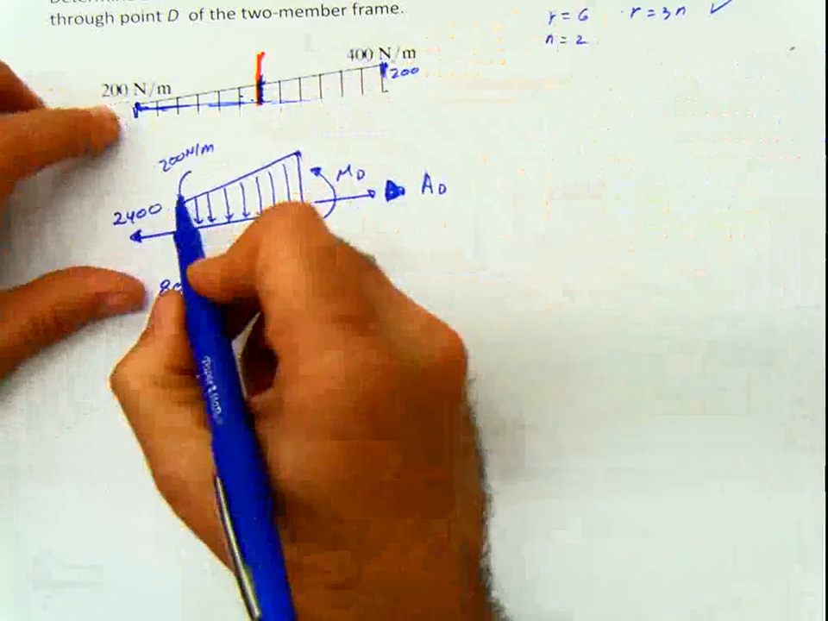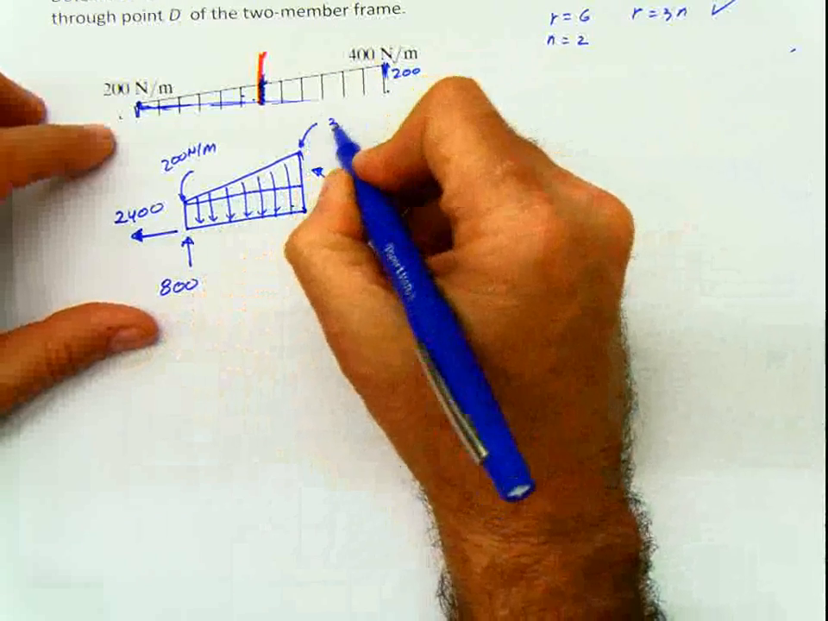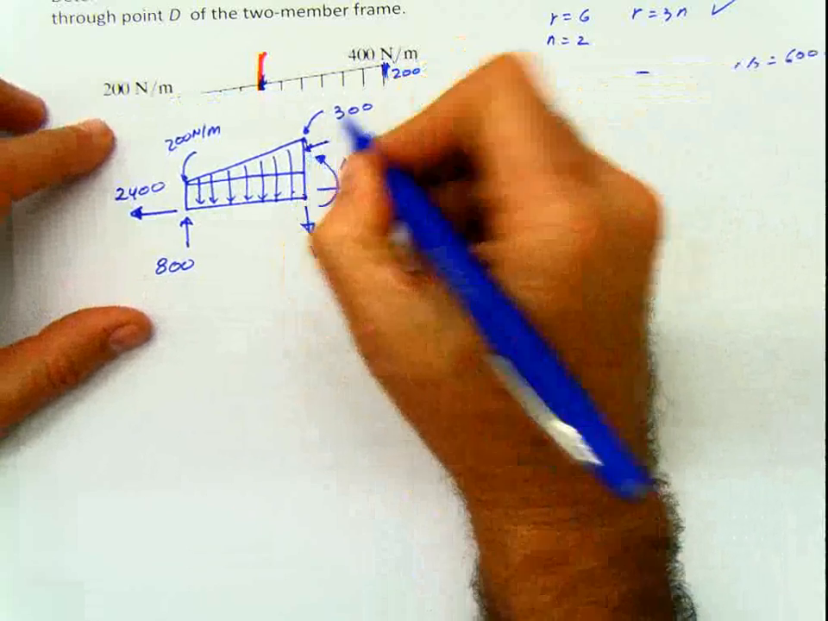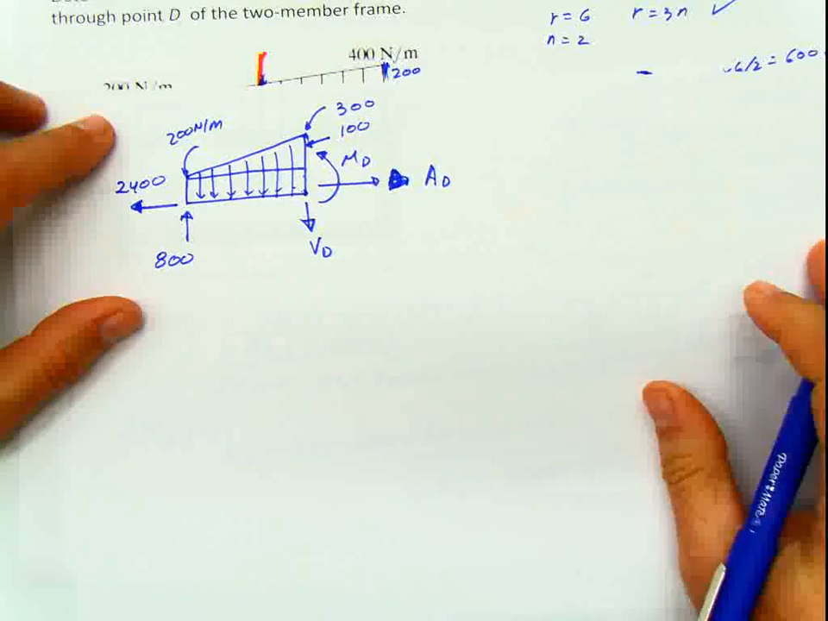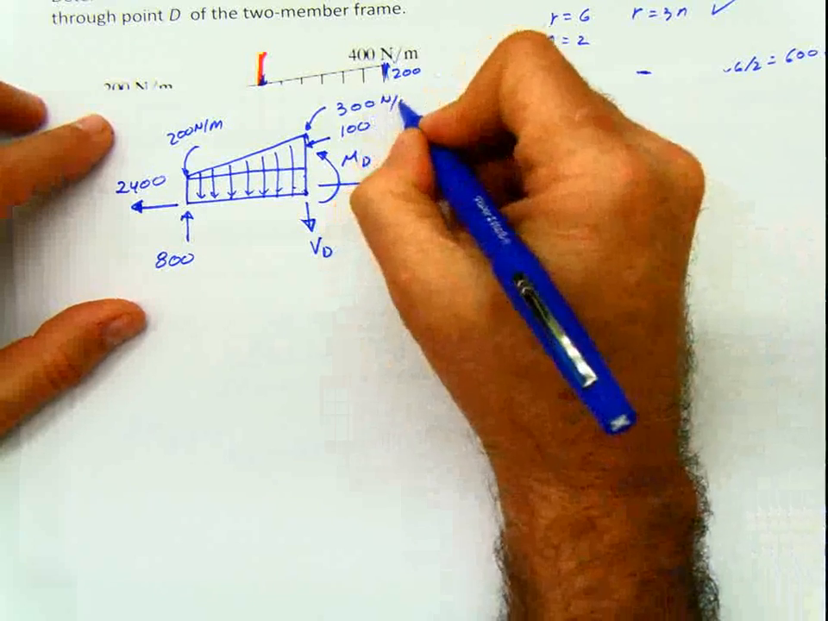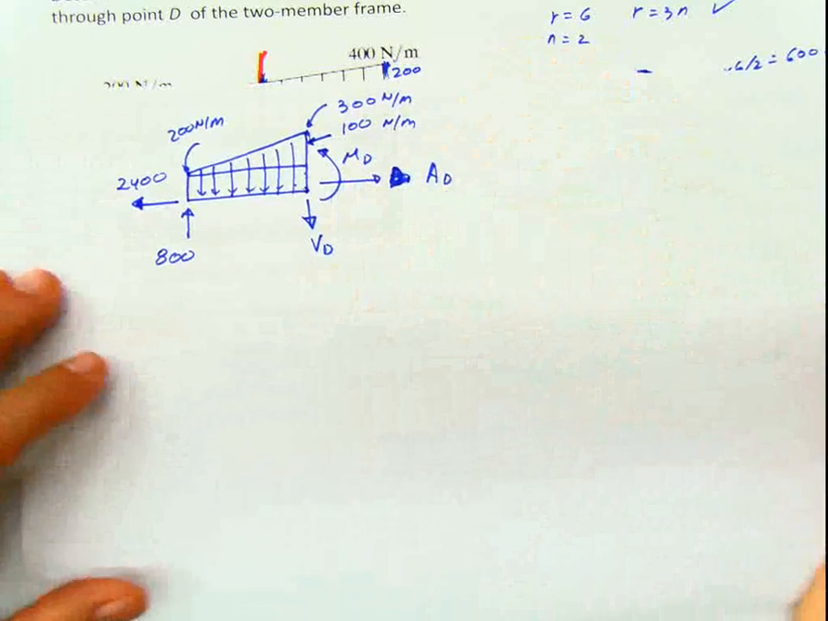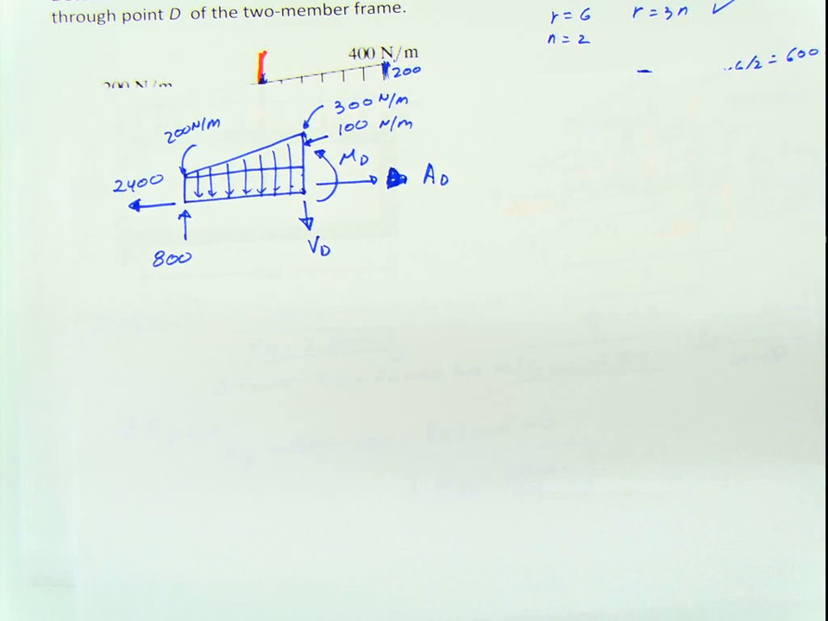That means that the total height is going to be 300. But what I'm interested in is this triangular part is 100, and the bottom part I already know is 200 Newton per meter. And once we have that, the rest is just nothing. It's just, once again, doing summation of forces and summation of moments.